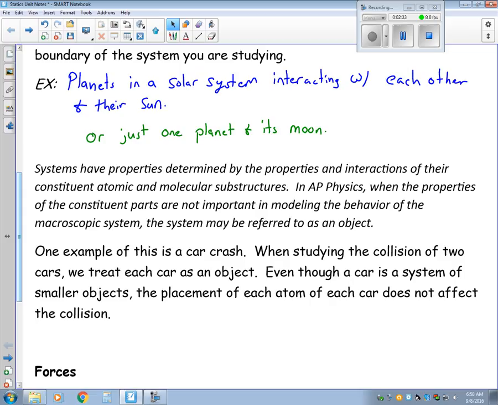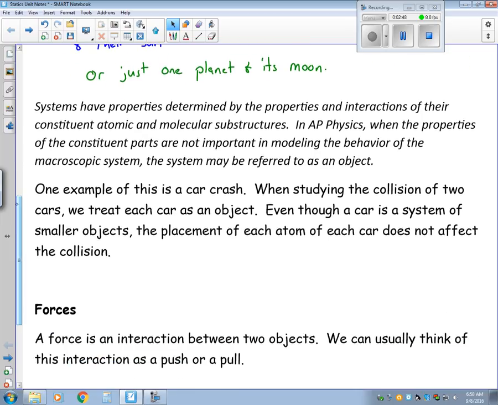Now, in this course, when the properties of those parts are not important, when we're modeling the behavior of some larger system, the system can be referred to as an object. An example of this, if we're studying a car crash, we really don't care about all the individual atoms in each car, because the individual atoms of each car do not affect the collision at all. And there's other examples we can use as well.